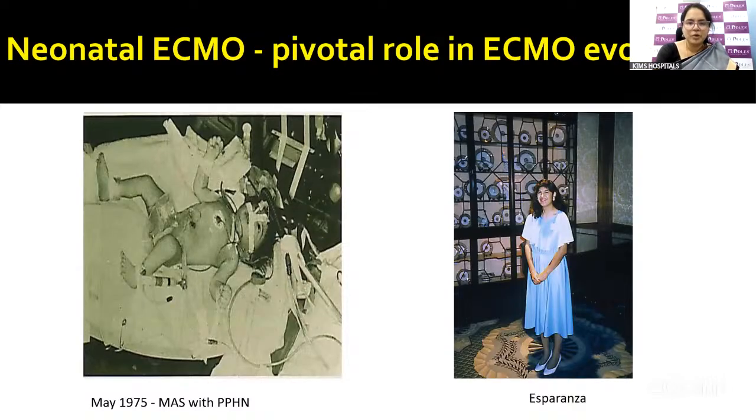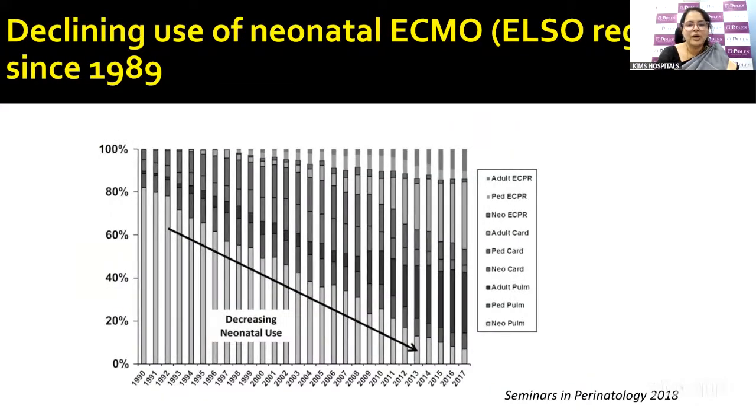So these are a couple of pictures taken from the existing literature. This was one of the first patients who underwent ECMO. She is Esperanza, who had meconium aspiration syndrome with PPHN way back in 1975. So neonatal patients played a pivotal role in the initiation of ECMO as we know it today. She survived and, as you can see, had a normal neurological outcome as well.